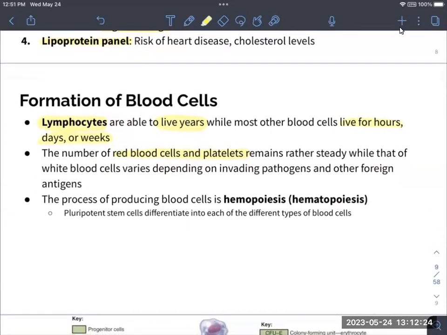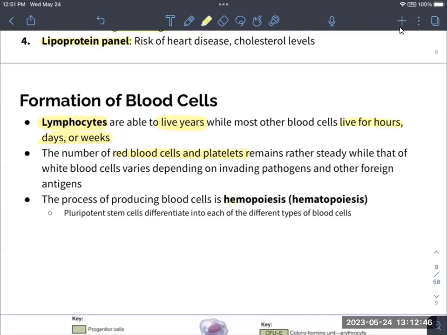Because when we get to the different kinds of white blood cells, specific types, we have a specific white blood cell that goes for bacterial infections. We have a specific white blood cell for viral infections. A complete blood count can actually tell us what type of infection is in somebody's system, give us an idea.